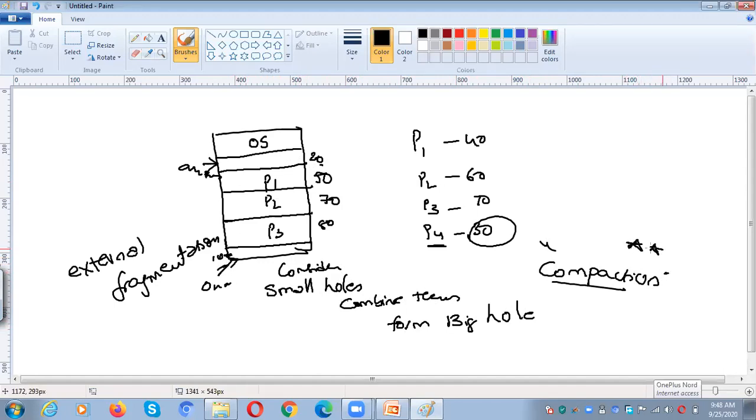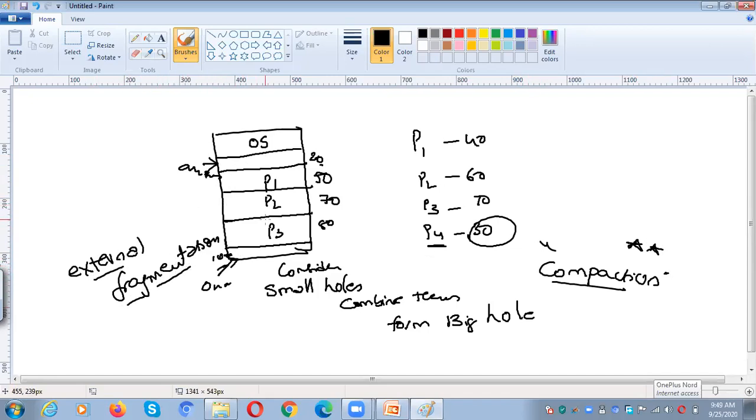Very important one. Compaction means combining all small holes to form a big hole, so that we can keep the process in the big hole. Why? Because these small holes are not sufficient to keep the process in the main memory. So these separate small holes are wasted externally, not within the block. That is why it is called external fragmentation.